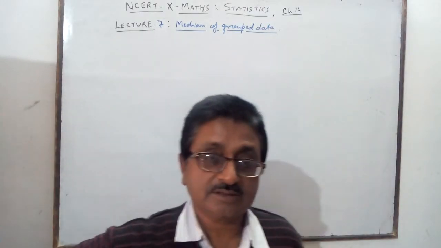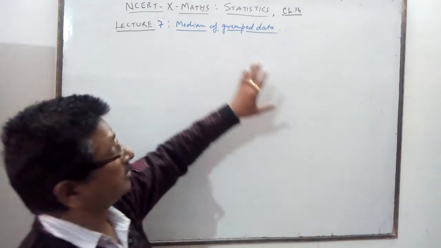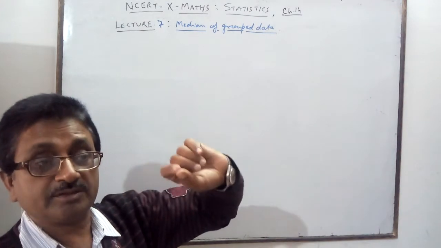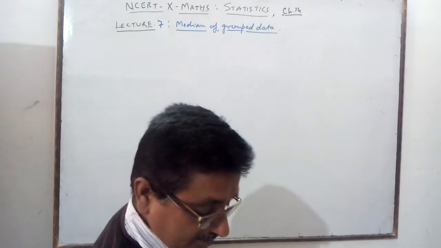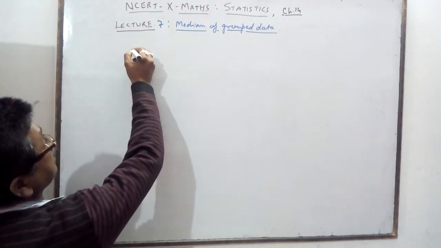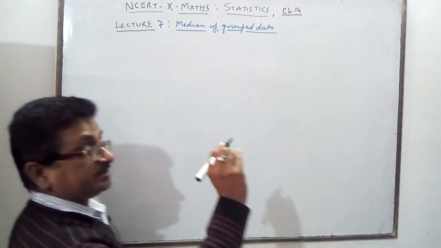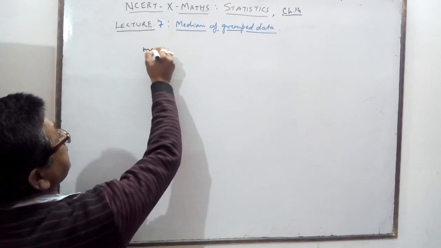Hello students, you are studying exercise 14.2, which was over the mode of the given grouped data. Now you will study the median of grouped data. We know the median from the previous section: the median is the middlemost value. Find the median of the given data.